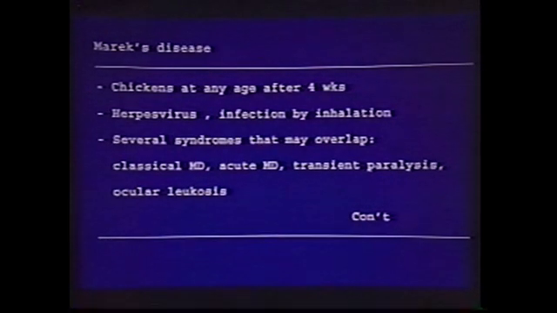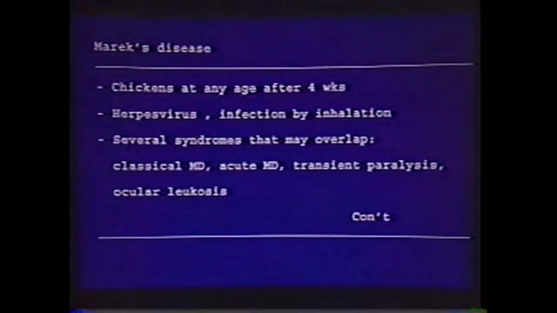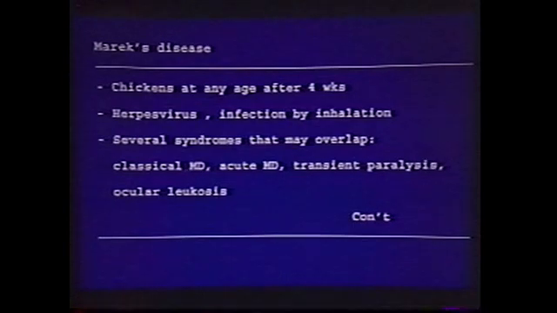And the target organ is the lung. From there, the virus disseminates to different tissues. Meniere's disease can appear in different forms. The classical Meniere's disease, I'll go over some of these.